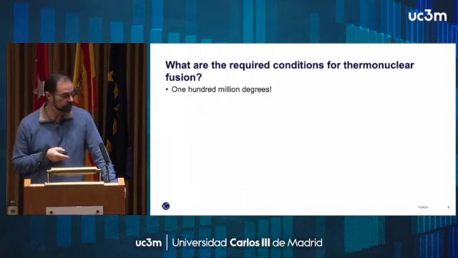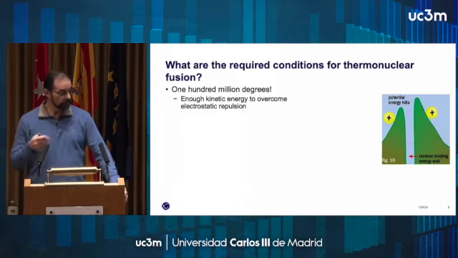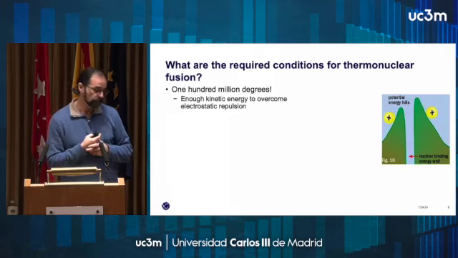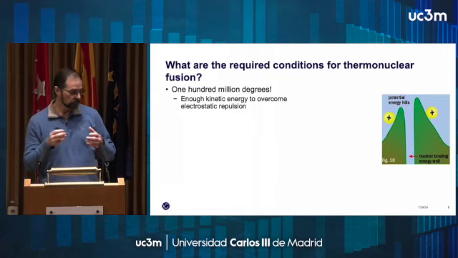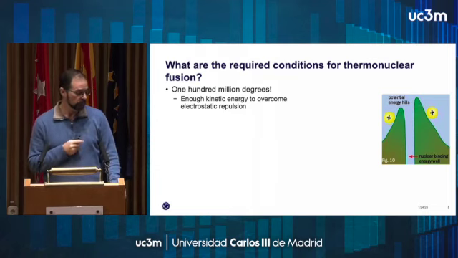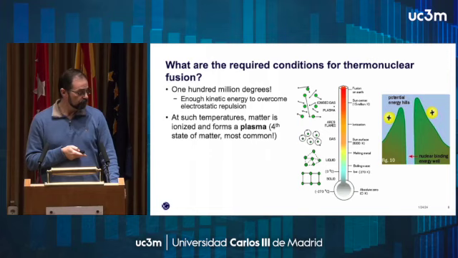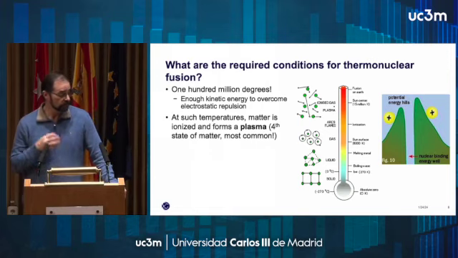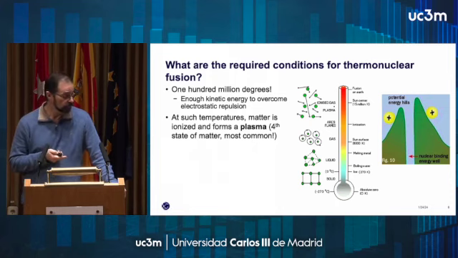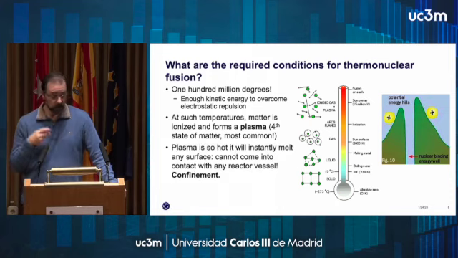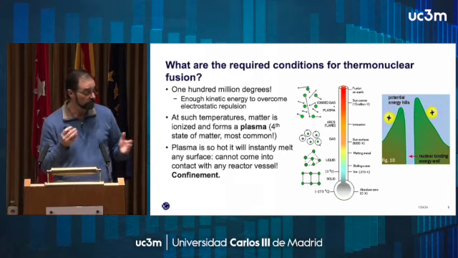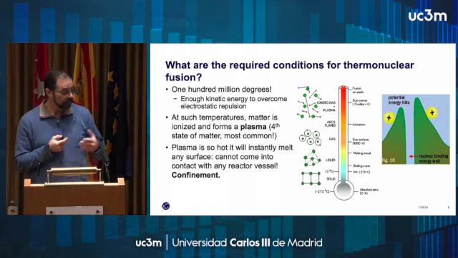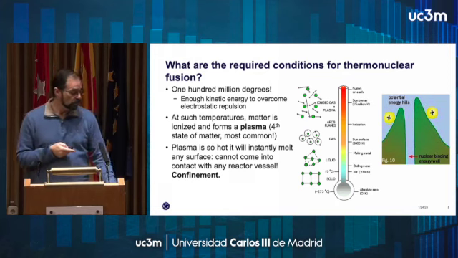100 million degrees, give or take. That's enough energy to overcome the electrostatic repulsion of the atomic potential, the nuclear binding potential. And at such temperatures, the matter is ionized and is a plasma. That's the fourth state of matter, which is actually the most common in the universe. It is so hot that it will melt anything, so it cannot come into contact with any reactor vessel or any material, really, if you can avoid it. And that's where confinement is key.